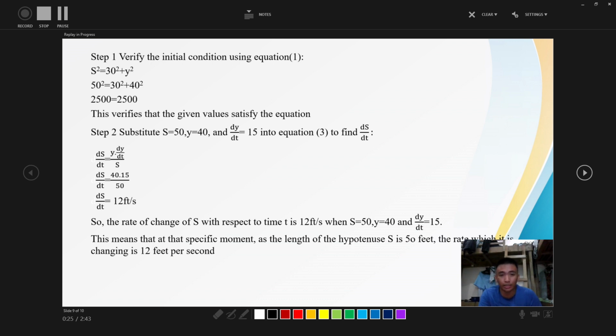Step 2 is to substitute s equal to 50, y equal to 40, and dy/dt equal to 15 into equation 3 to find ds/dt. So ds/dt equals y over s times dy/dt, which is 40 times 15 over 50, and that concludes to 12.